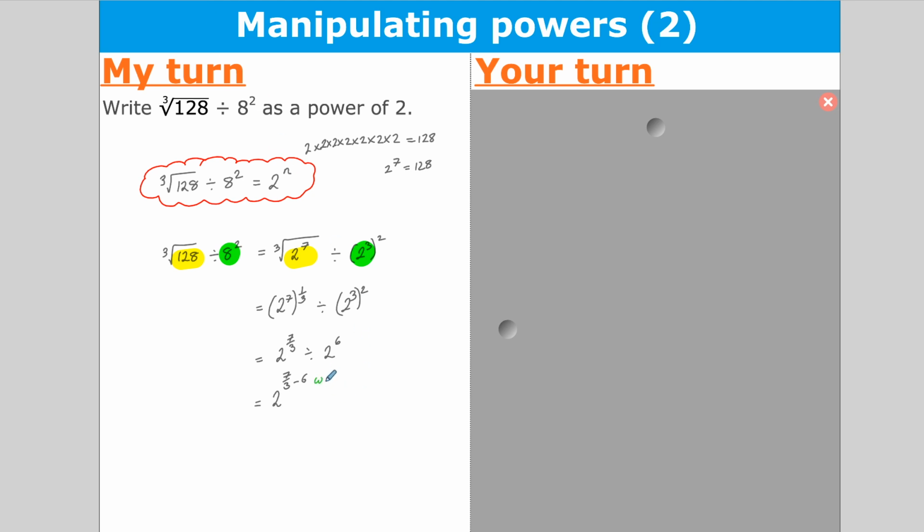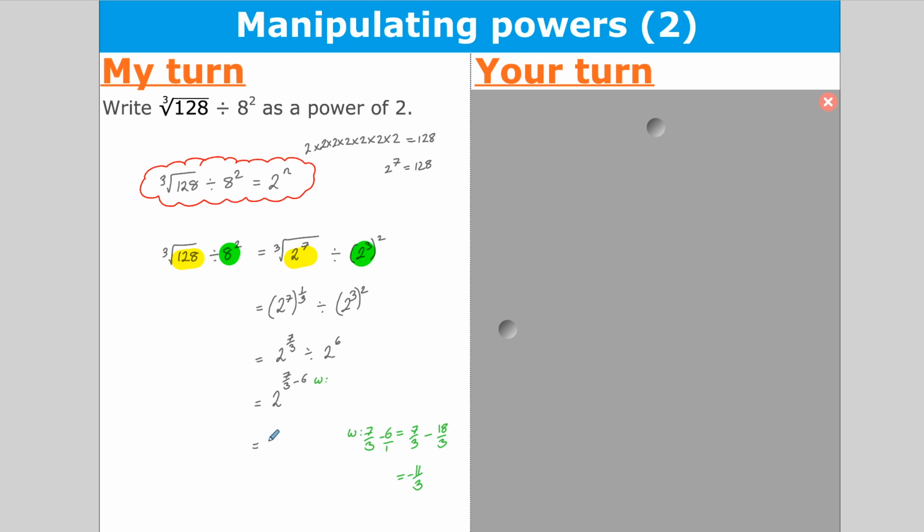Now let's do some working on that, just so we don't do it in the middle of our maths. 7 thirds take away 6. Well, 6 is really 6 over 1. So I want the 6 over 1 written as over 3, so I can subtract these fractions. So I'm going to multiply the denominator by 3, multiply the numerator by 3. So I get 7 thirds subtract 18 thirds. And when I do that, I get negative 11 thirds.